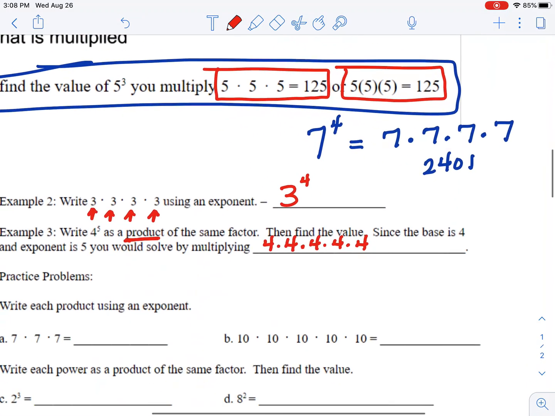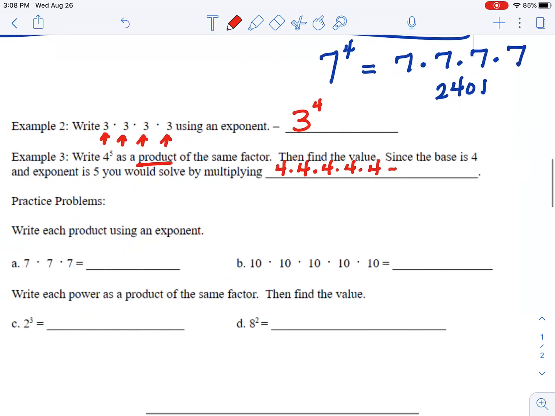Is that the one I did up here? Yep, it is the one I did up there. So that would equal 1,024.